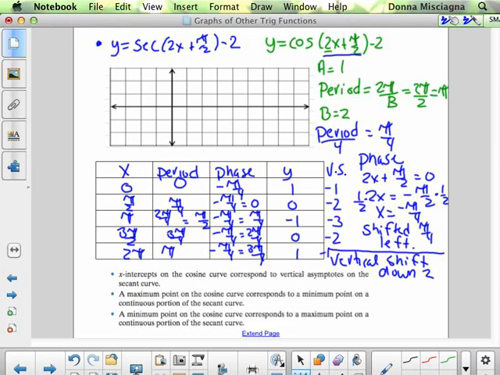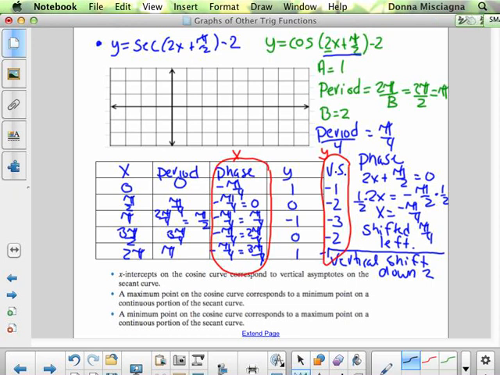All right, so these are our new x values. The final thing that happened to x was the phase shift. And the final y values are the vertical shift. So we're going to go ahead and graph those values.